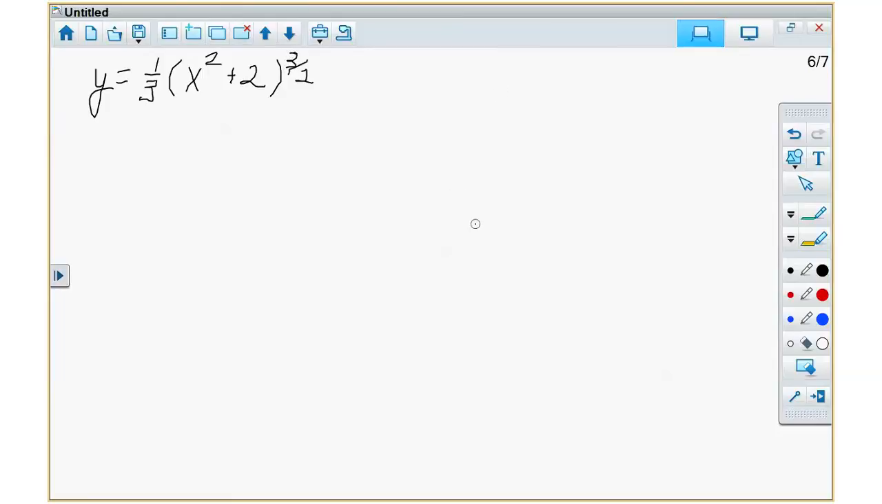1/3 x squared plus 2 to the 3/2 power. I'm going to give you 15 minutes to start this one. A lot of algebra. And then you give us 30 seconds. A lot of, and then you'll what? Quit. Throw your pencil down, make it pop.